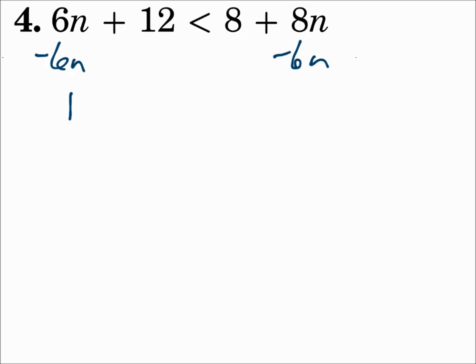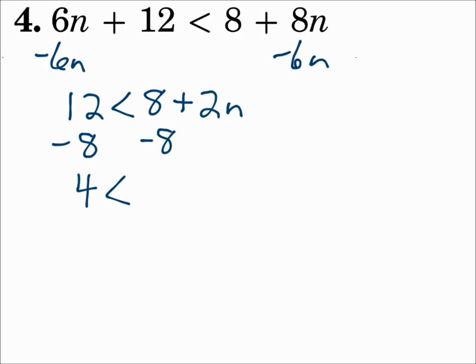It cancels out on the left, leaving a 12. And then 8n minus 6n is 2n. Still adding and subtracting. We have an 8 over there with the variable. The 8 is a positive. Do the opposite and subtract it. 12 minus 8 is 4. The 8 cancels on the right, leaving 2n. That's a 2 times n. Do the opposite and divide both sides by 2. 4 divided by 2 is 2, and the 2's cancel on the right.